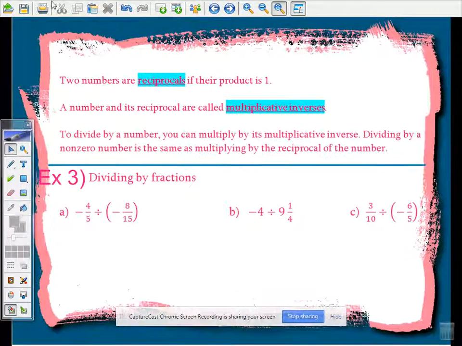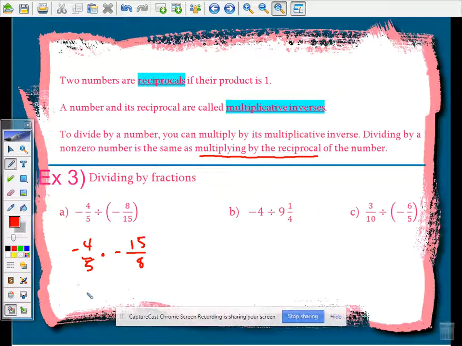So let's look at this in examples. When we are dividing, we don't divide by fractions. So we say, instead of dividing by a negative 8/15, it says right here, dividing by a non-zero number is the same as multiplying by the reciprocal. We're going to take this number, and instead, we're going to multiply it by the reciprocal, which is negative 15/8. Now I'm back to what I was doing before.